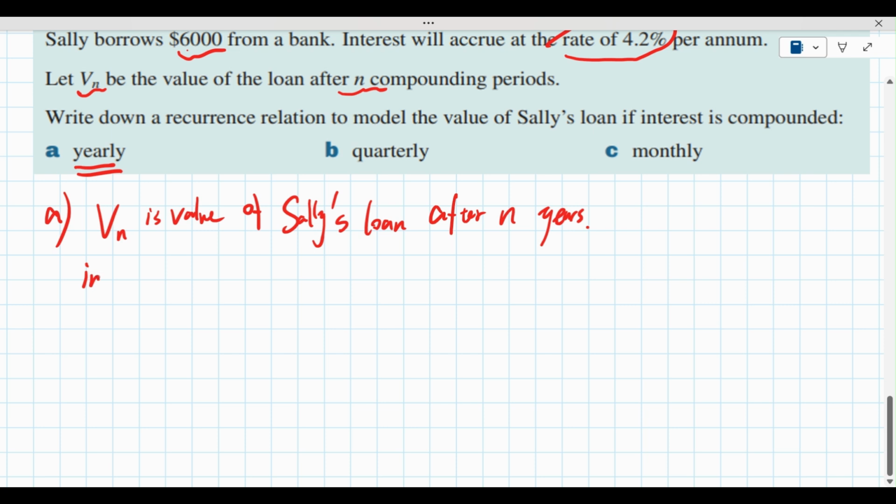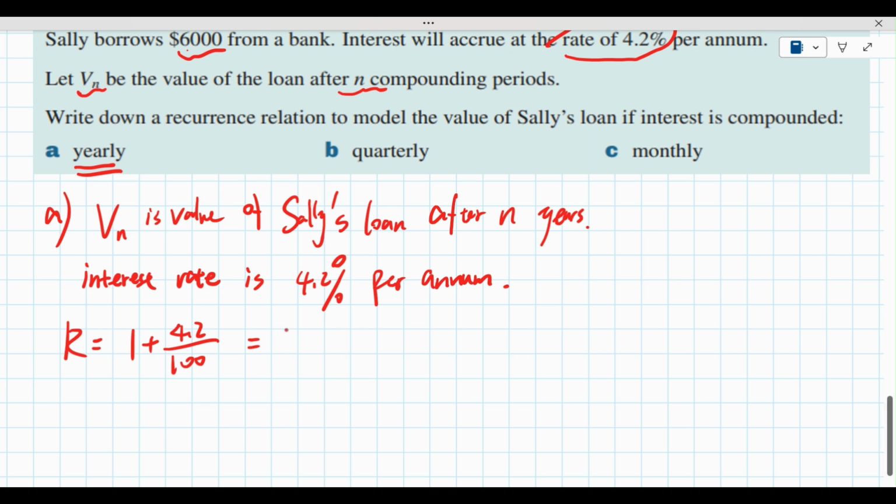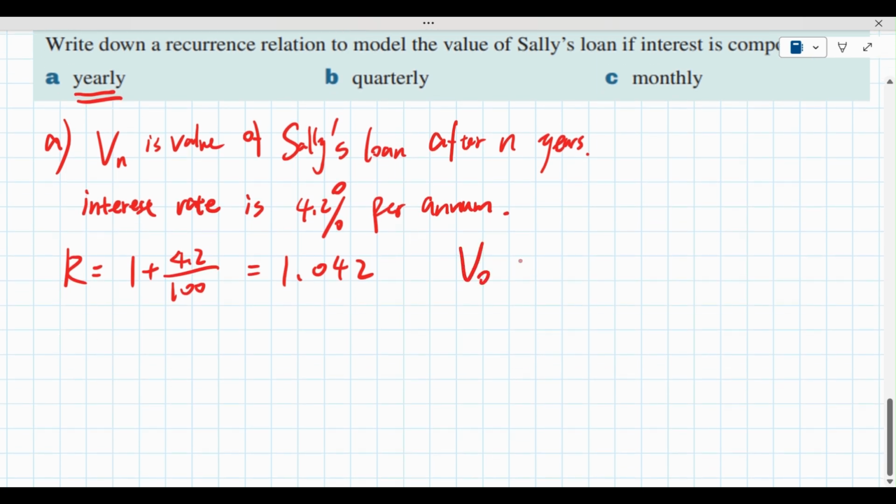The interest rate is 4.2% per annum. So R equals 1 plus 4.2 divided by 100, which equals 1.042. Because V0 equals 6,000, Vn+1 equals 1.042 multiplied by Vn. That's it.